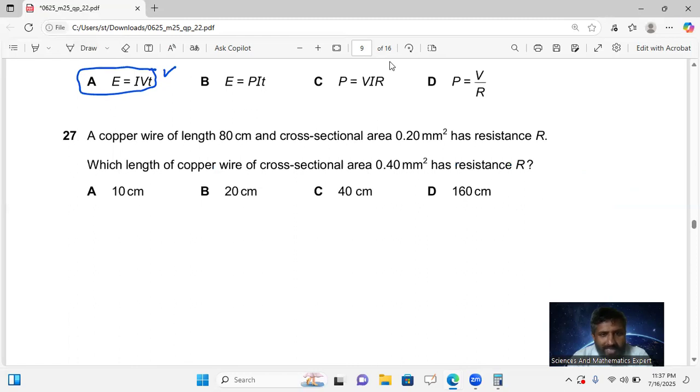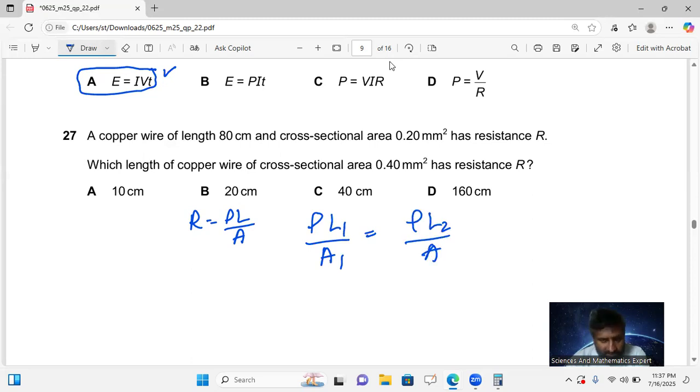A copper wire has length 80 centimeter and a cross-section area, and has resistance R. What is the length of the copper wire of cross-sectional area 0.40 millimeter square that has the same resistance? Which length of copper wire? I will have to use the relation R is equal to rho L over A. I am taking rho as it is: rho L1 over A1 is equal to rho L2 over A2.